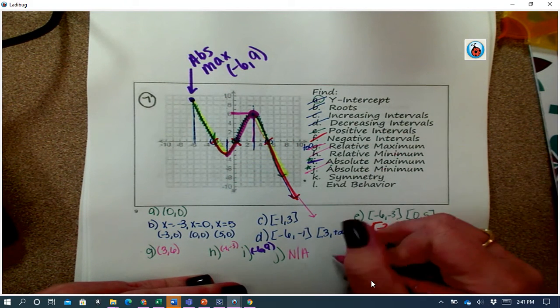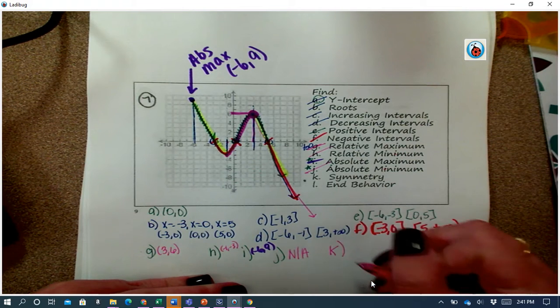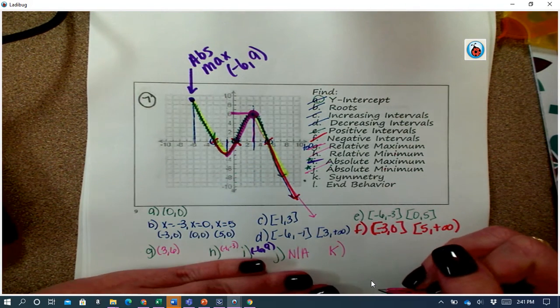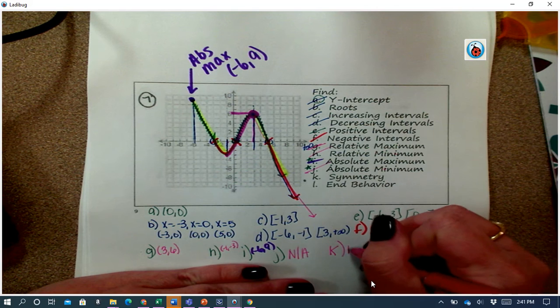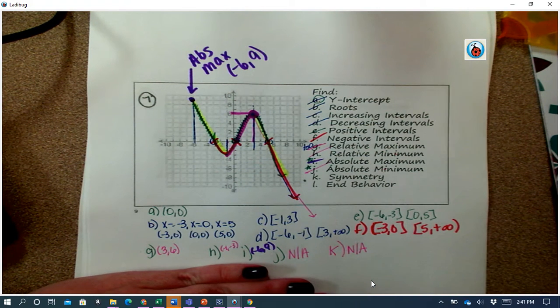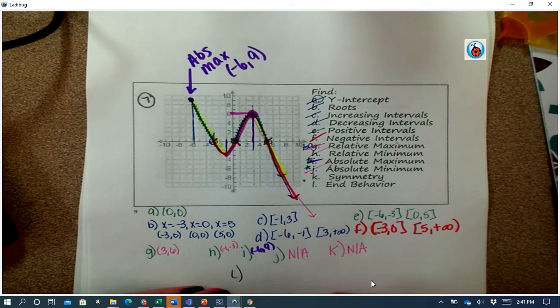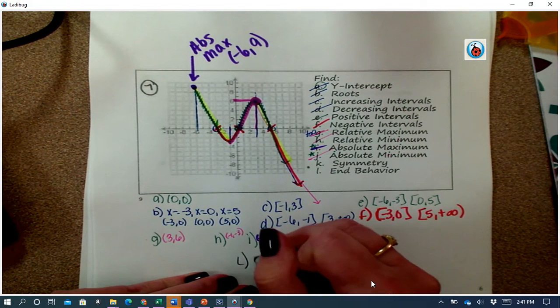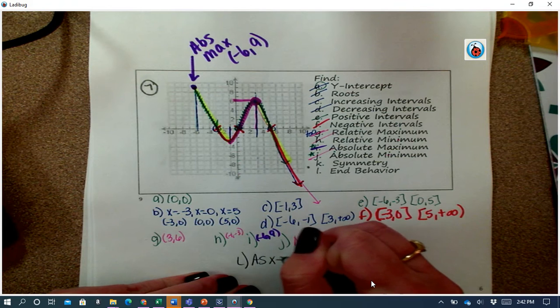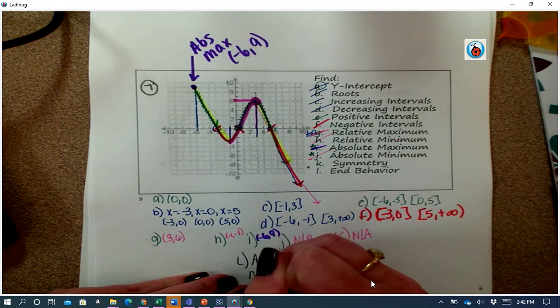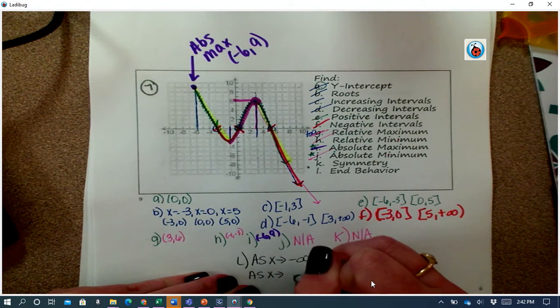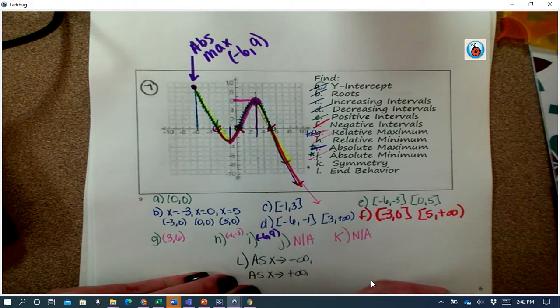Symmetry, is there anywhere on your graph that you could fold it vertically or horizontally to make it match? The answer is no, so that's not applicable. And then lastly, end behavior. Always starts off the same way. As x goes to -infinity and as x goes to positive infinity.